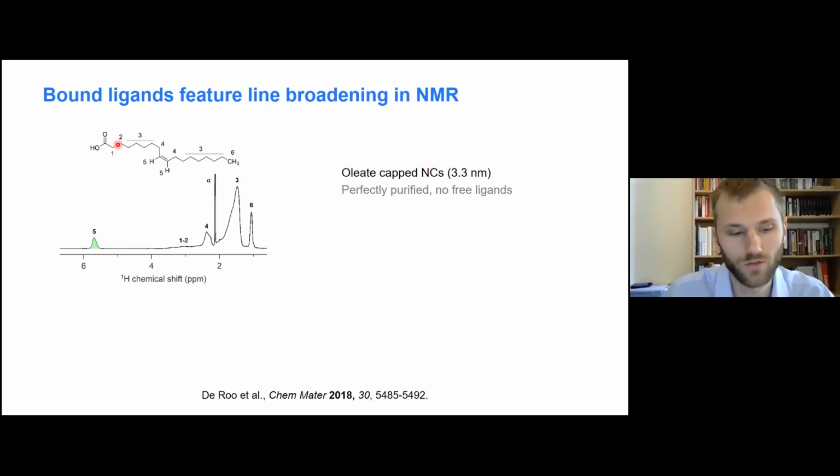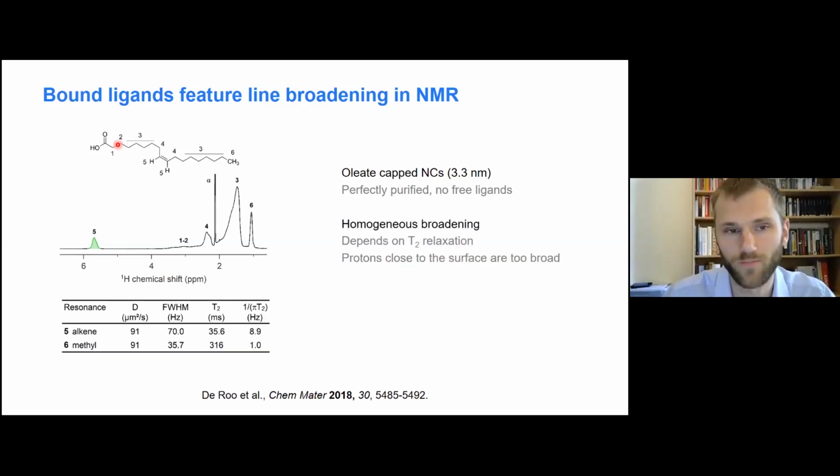Now, there are two ways of broadening in NMR. The first one is homogeneous broadening. Homogeneous broadening depends on the T2 relaxation, and that actually depends on the rotational mobility of a certain resonance. So molecules with very high rotational mobility have narrow lines. Molecules with low rotational mobility have broad lines.